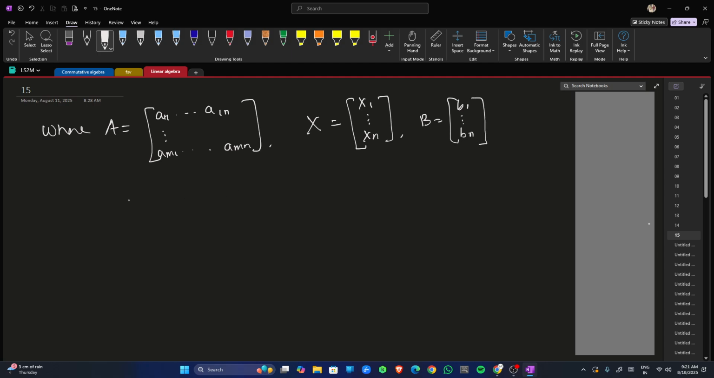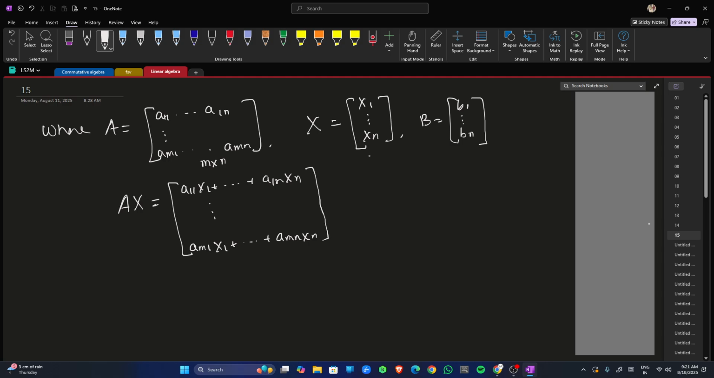And whenever we are saying Ax, this means a11 x1 plus dot dot dot a1n xn, and am1 x1 plus dot dot dot amn xn. The usual multiplication that you have learned from class 12. It is an m cross n matrix.